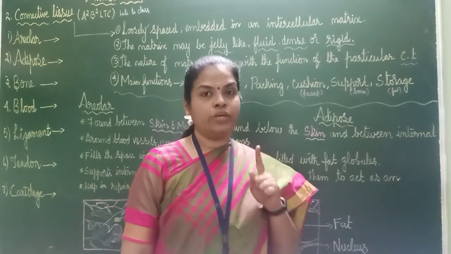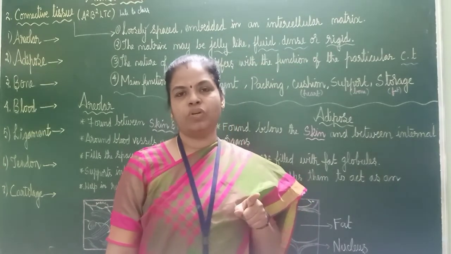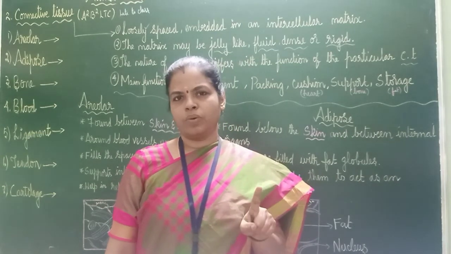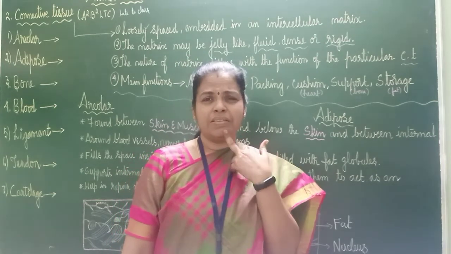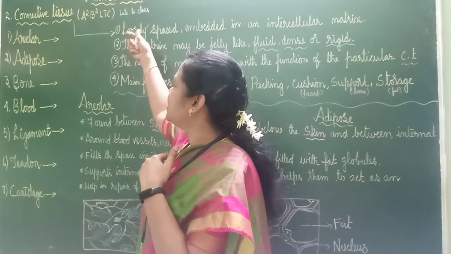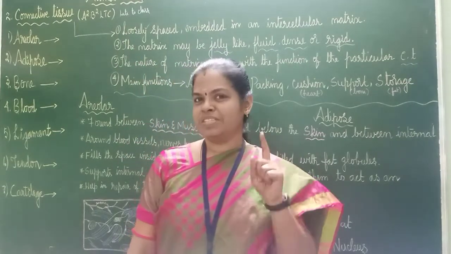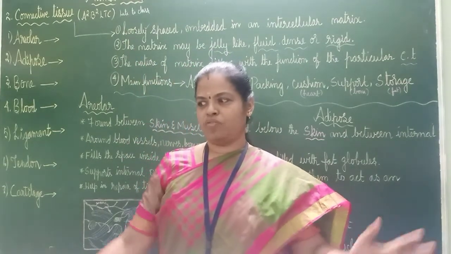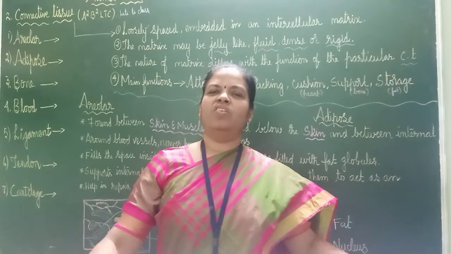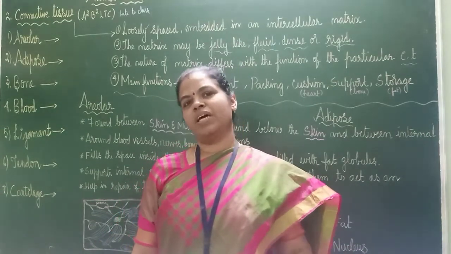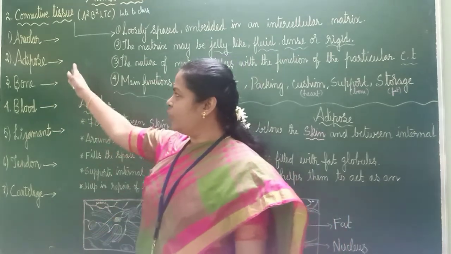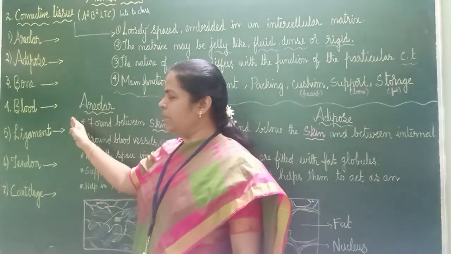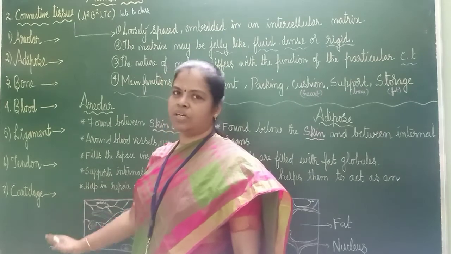And I told you one mnemonic, no, to keep in mind. What is that? A square, B square, LTC. What shall we keep for LTC? We'll keep it as late to class. Keep this in mind, okay? A square and B square, 4 children are coming. They are always late to class. A square, B square, LTC. All the 7: areolar, adipose, bone, blood, ligament, tendon, cartilage.